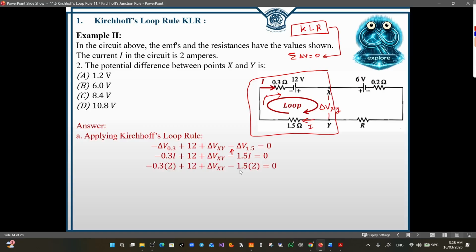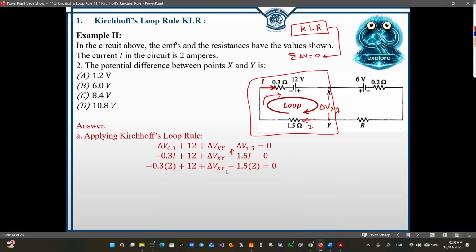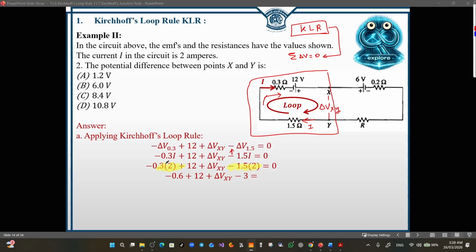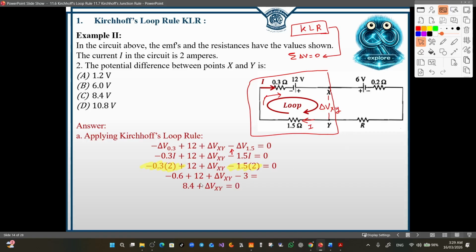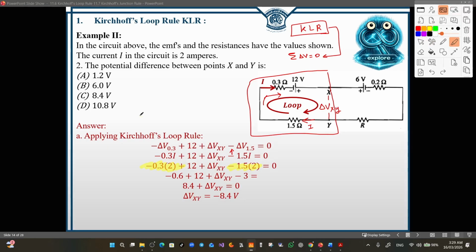Now before we combine the like terms, we substitute the value of the current. So 0.3 times 2, because the current is given as 2 amps, plus 12 plus delta V xy minus 1.5 times 2 equals 0. Now we combine the like terms. 0.3 times 2 is 0.6, 1.5 times 2 is 3. Combining 0.6, 12, and minus 3, we get 8.4 plus delta Vxy. We move the 8.4 to the other side, and delta Vxy is minus 8.4 volts, which means the correct value is 8.4 volts.